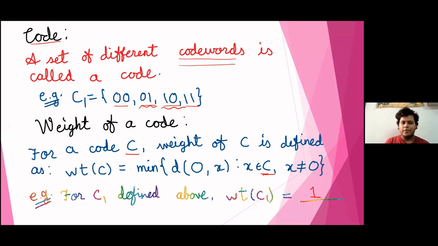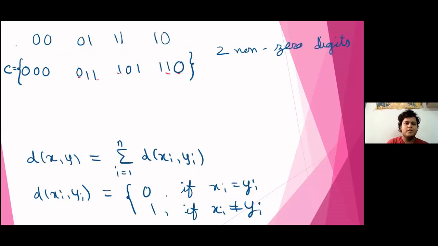Now let us go back to that example in which these are north, west, south, and east. So instead of encoding N as 0, 0, we encode it as 0, 0, 0, and the others as 0, 1, 1, 1, 1, and 1, 0 like this. So in this code C, there are at least 2 non-zero digits in all the non-zero code words. So we can say that the weight of this code, weight of C, is equal to 2.